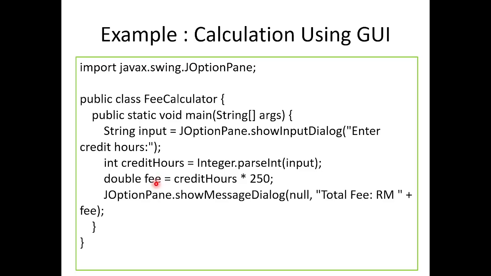Then we have the formula to compute the fee based on the credit hours. Let's say the formula is fee equals credit hours times 250. Since the credit hours has been converted to the integer type, to numbers, then we can do the calculation for the fees. At the last step, the program will display the message dialog using dot showMessageDialog, and for the total fee, we need to call the fee value. Okay, so this is an example.